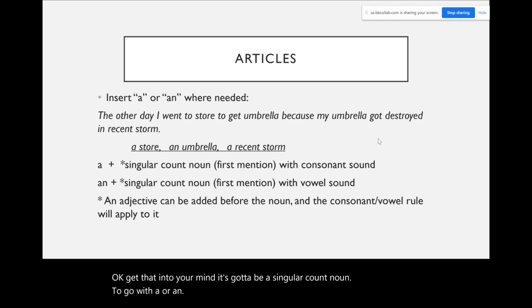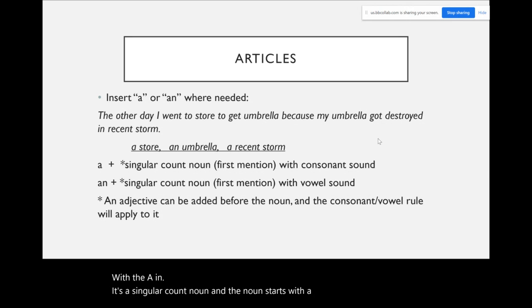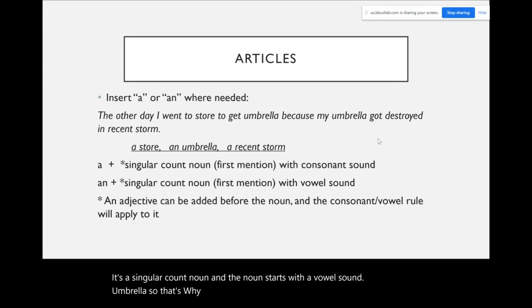Singular count noun. Now, we use an umbrella. Why do we put the an there? Because it's a singular count noun, and the noun starts with a vowel sound. Umbrella. So that's why we have to use an.